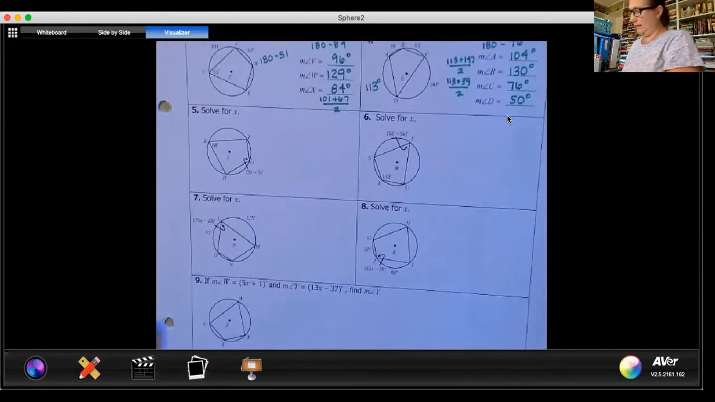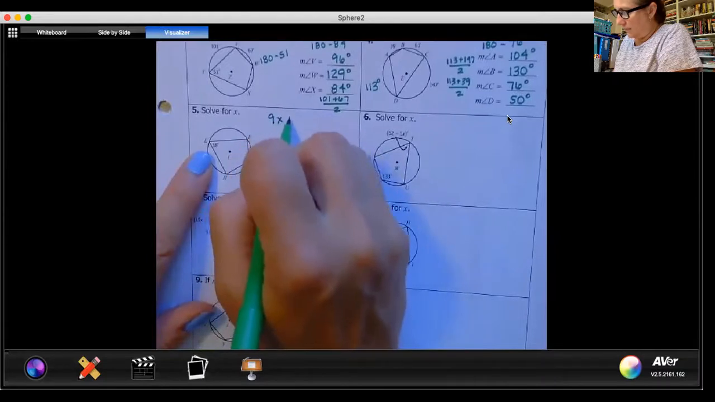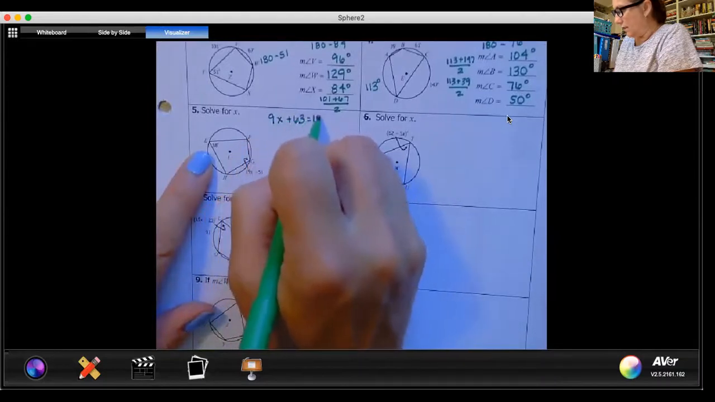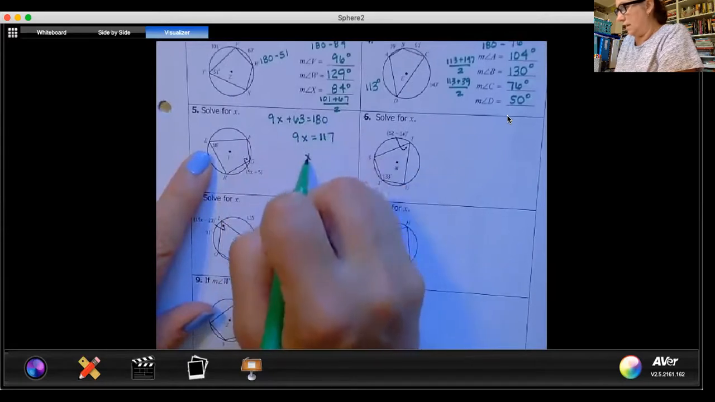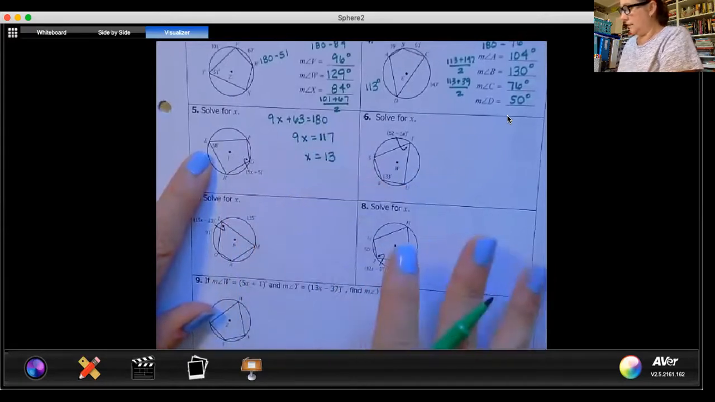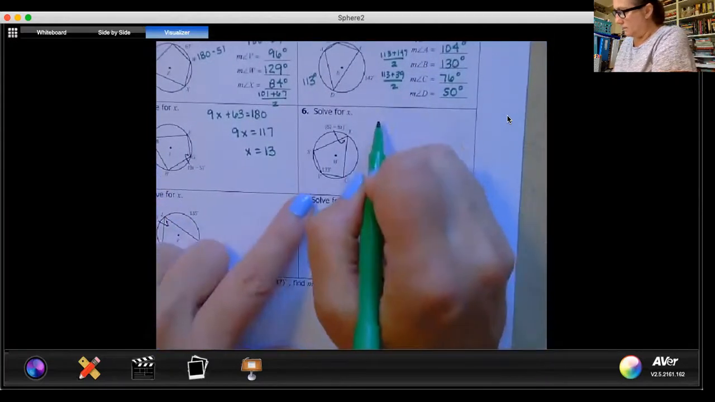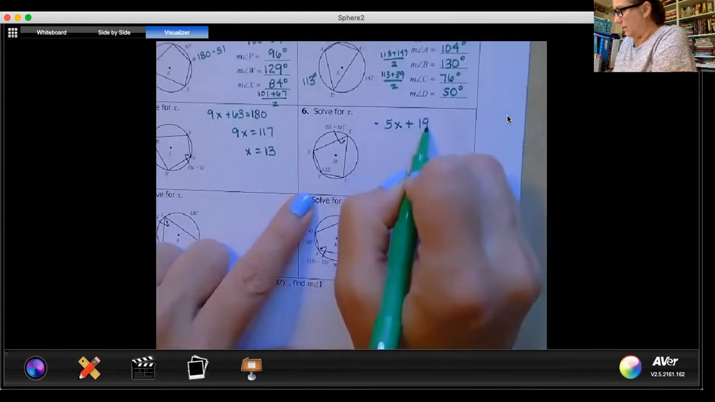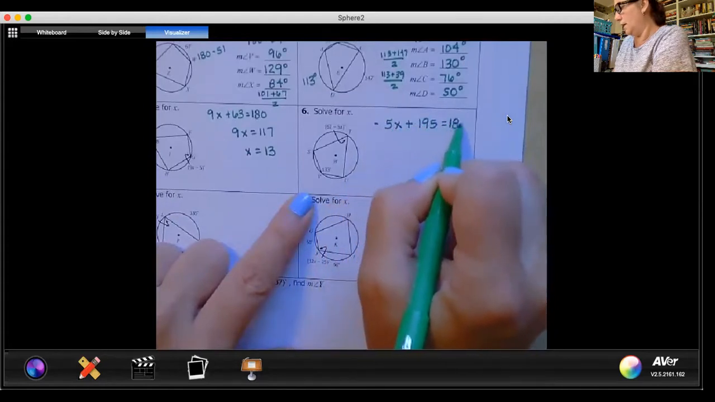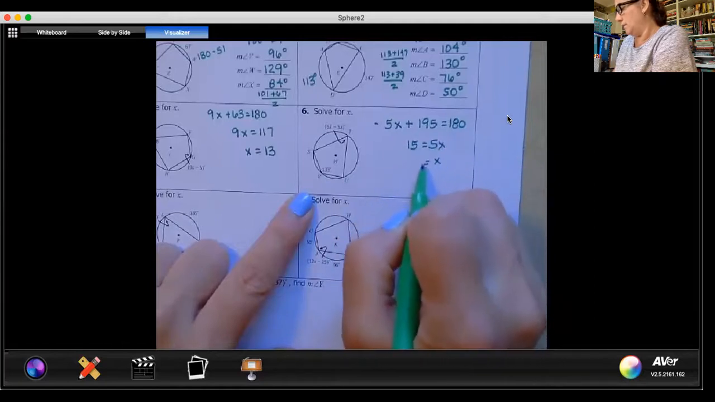And for number 5, opposite angles are supplementary. So 9x plus 63 is 180. And subtract 63 and divide by 9, and x is 13. Same thing here for number 6. Negative 5x plus 195 equals 180. 15 equals 5x, so x is equal to 3.